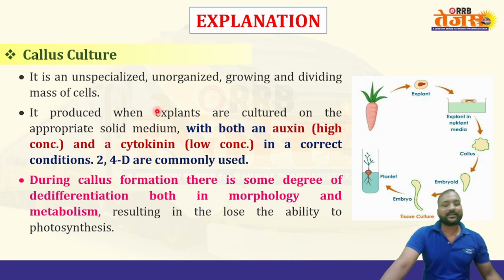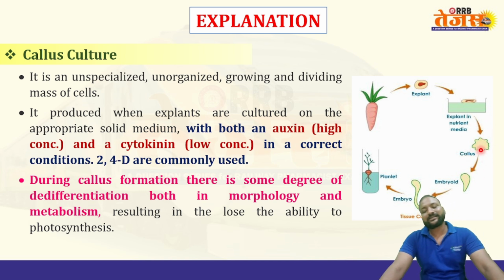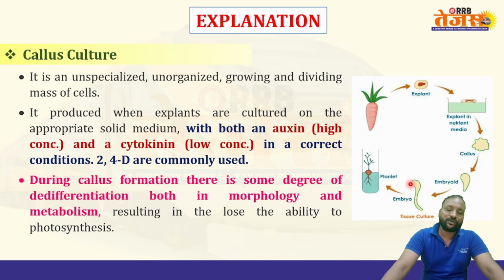So a callus culture is an unspecialized, unorganized, growing and dividing mass of cells. You can see the flow chart. You take an explant, and the explant is placed in nutrient media. So the undifferentiated cell mass is the callus. From that embryoid we can isolate the embryo, and then germination gives a plantlet. So again it becomes a plant.